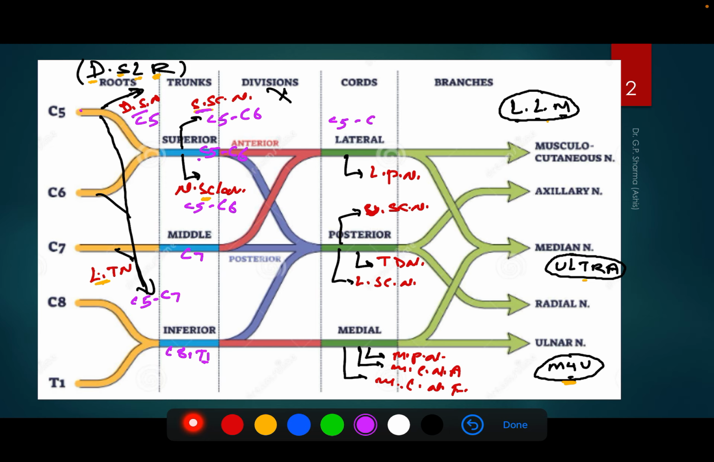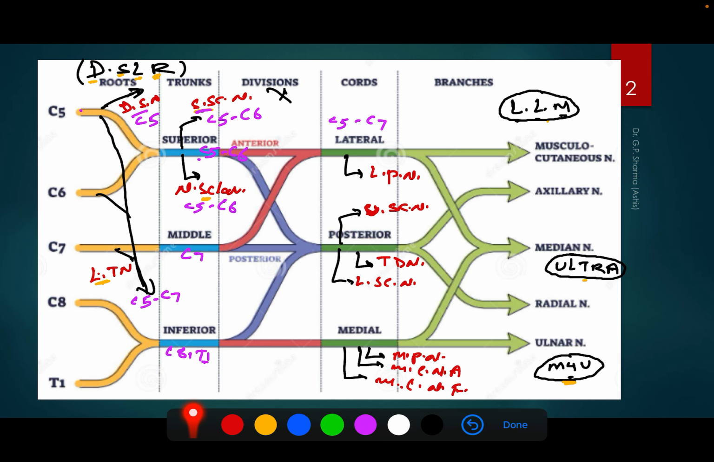C5 to C7. This is my lateral chord. And let's go to my posterior chord. This is my posterior chord. The posterior chord follows this one, so this one is following C8 and T1. One root going from here is following C7, and it is also connected by this, which is following C5 and C6. That means this is my posterior chord.